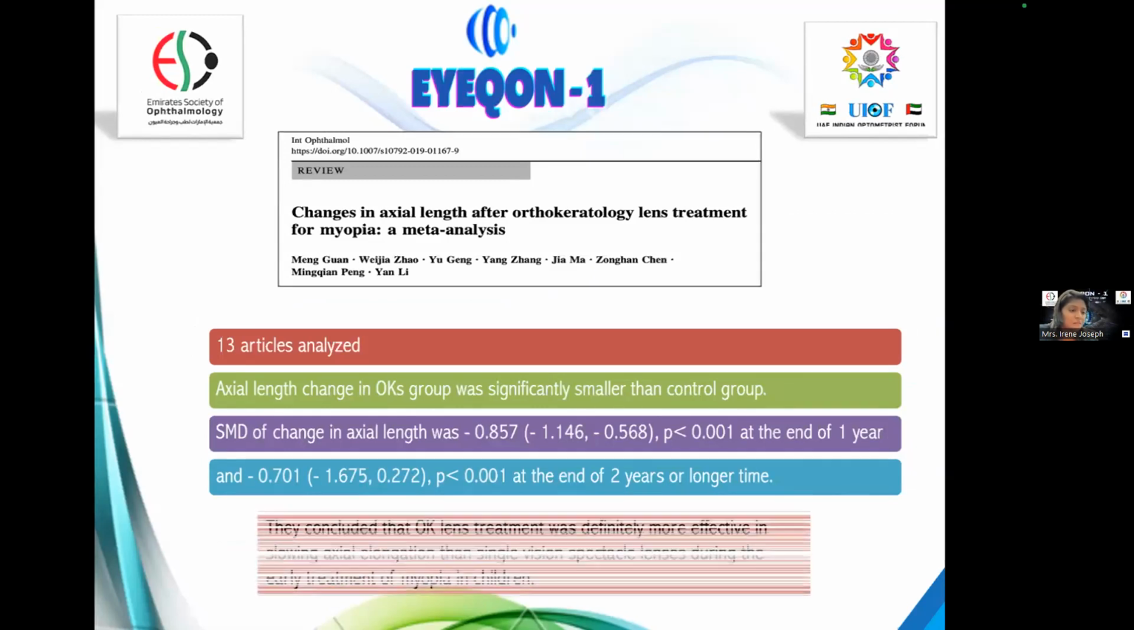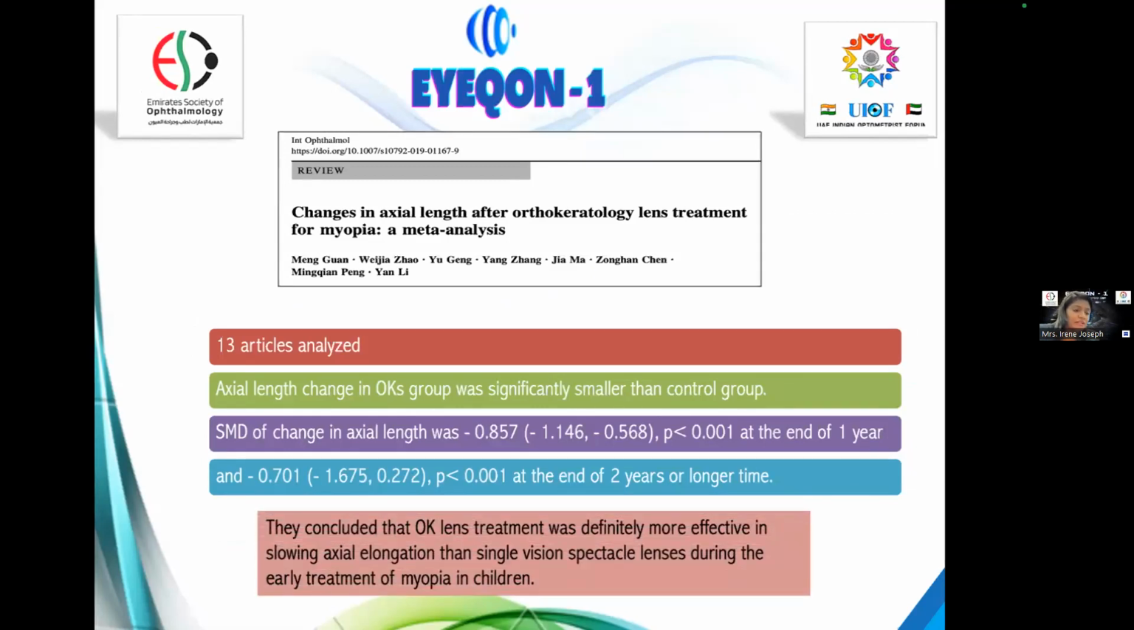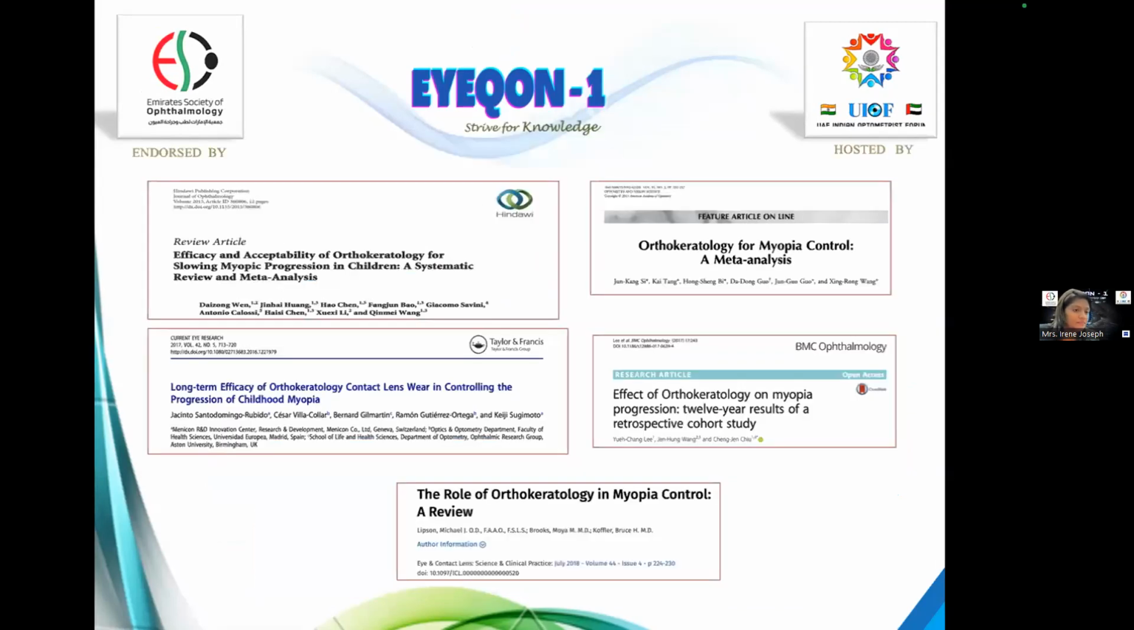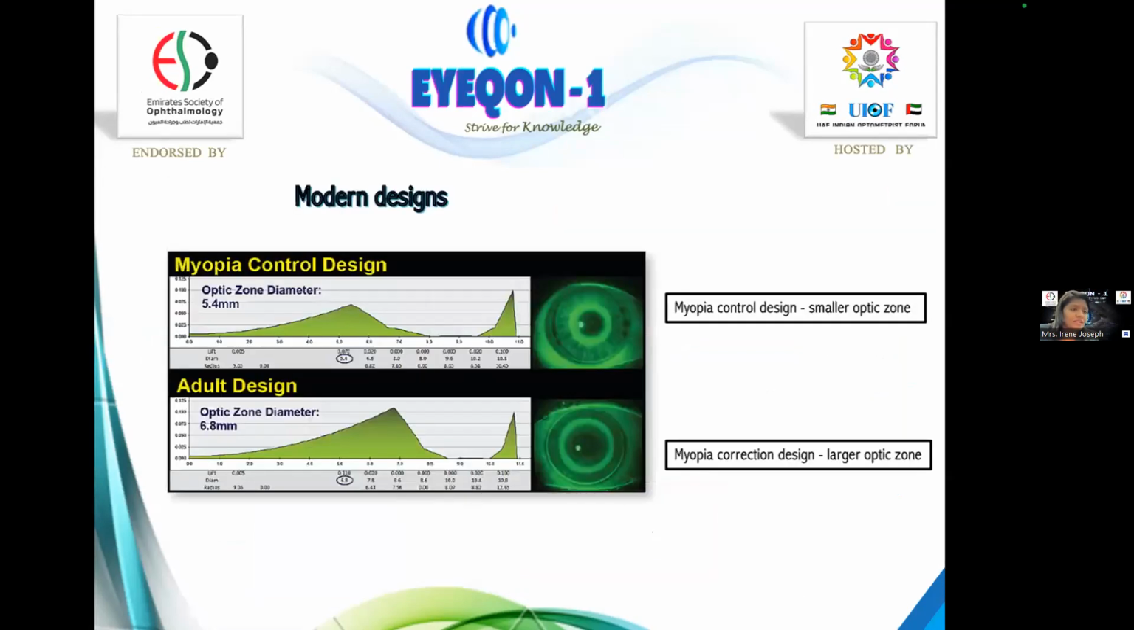And there are also meta-analyses done. One of them analyzed 13 articles, and the axial length change in the ortho-K group was significantly smaller than the control group. So they concluded that it is an effective way of slowing axial elongation. And there are various other studies also. I'm not going to go into the details of the studies.